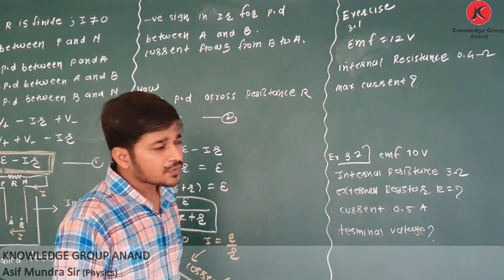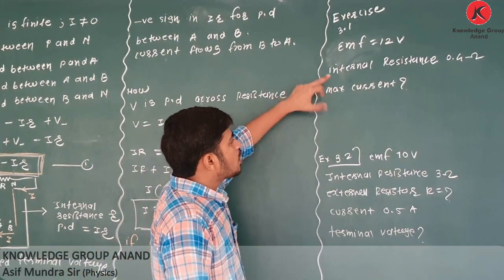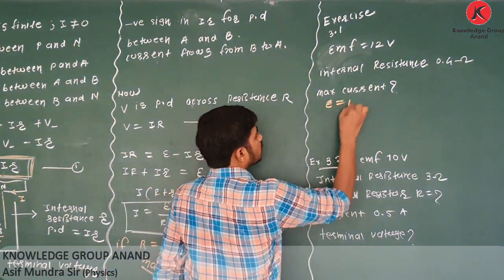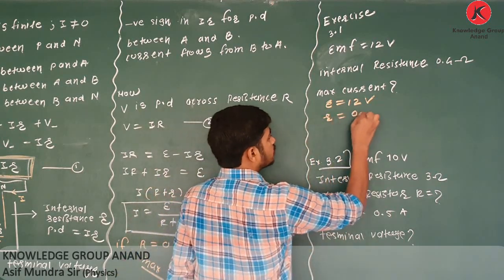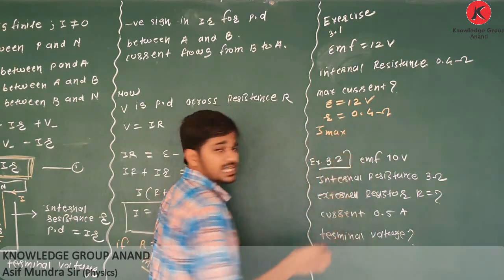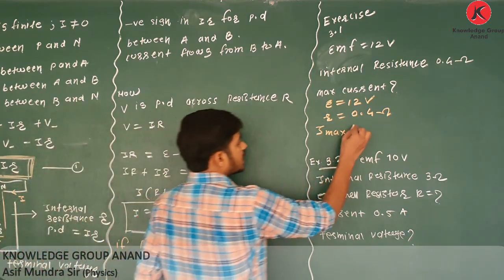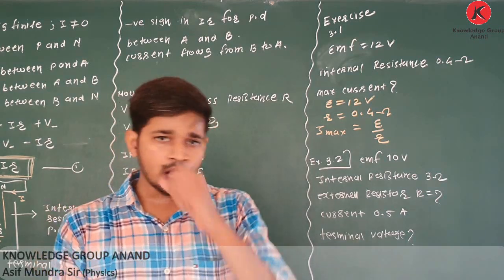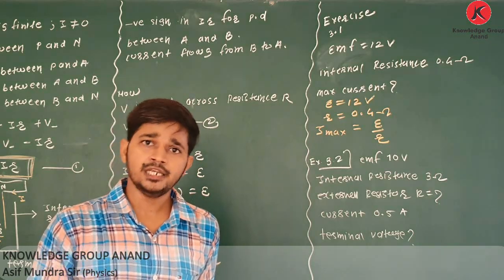Exercise 3.1. EMF of a cell is 12 volt, internal resistance is 0.4 ohm. What is the maximum current? See how to indicate EMF: E is equal to 12. Internal resistance is always indicated by small r, so it is 0.4 ohm. You have to find maximum current, I maximum. When I is equal to E upon r, it is maximum current. Then I maximum is equal to E upon r. Write your answer in the comment box.